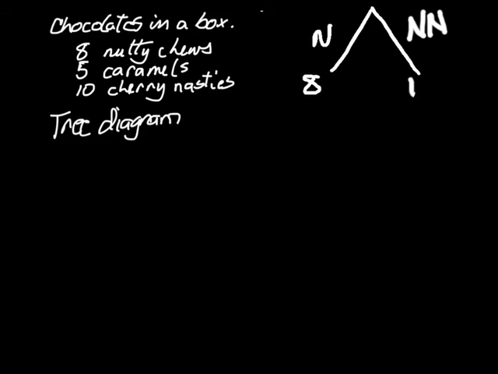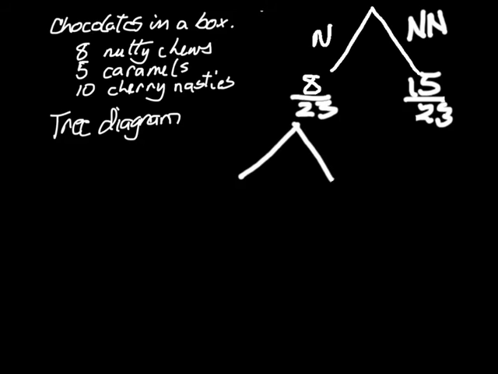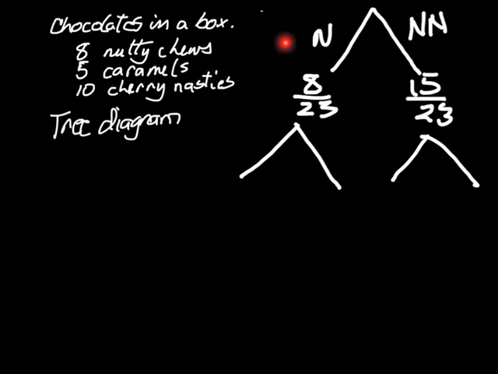And there are 15 of those. If I was counting, that's what I would do, but I'm not counting, I'm doing a probability. So this would be 8 out of a total of 23, and this would be 15 out of a total of 23. Now, once I have those, then I'm going to draw again, because I want to take 2 chocolates out. If I draw a Nutty Chew first, then when I draw again, I could either get a Nutty Chew or a non-Nutty Chew.